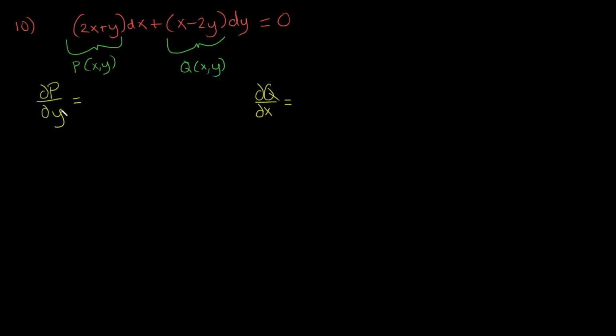The partial of P with respect to y: 2x disappears, y becomes 1. The partial of Q with respect to x: negative 2y disappears, x becomes 1. So indeed, the partial of P with respect to y equals the partial of Q with respect to x, and this tells us that our equation is exact. Because it is exact, we can now apply the method that we came up with two videos ago to solving this differential equation.